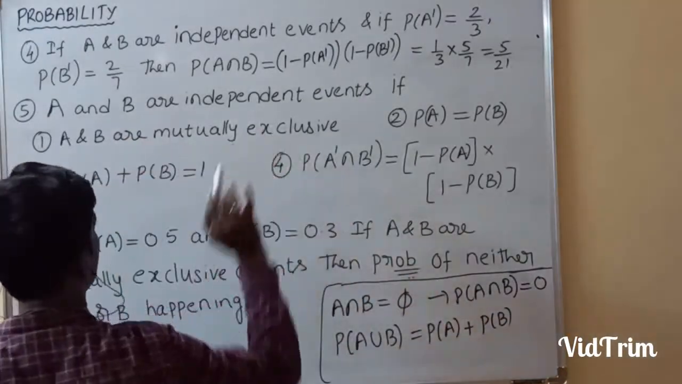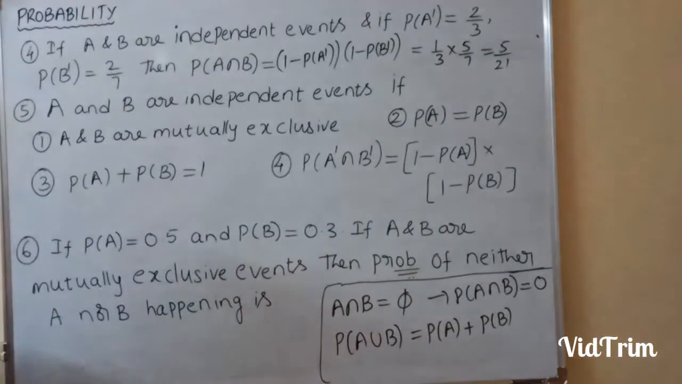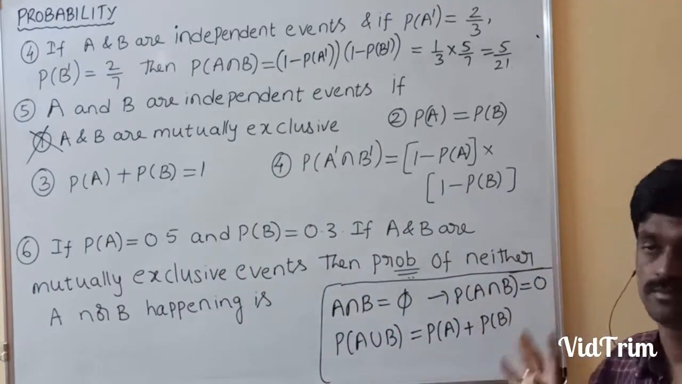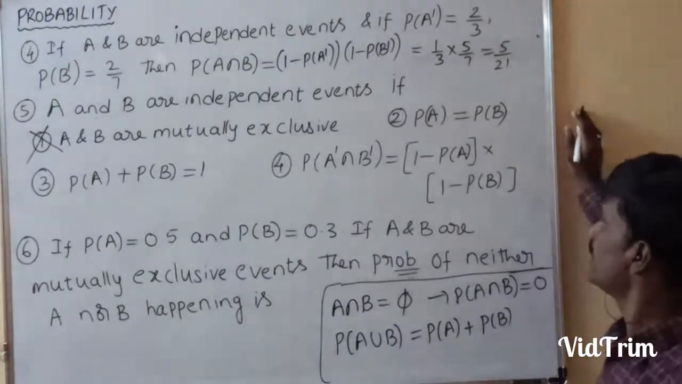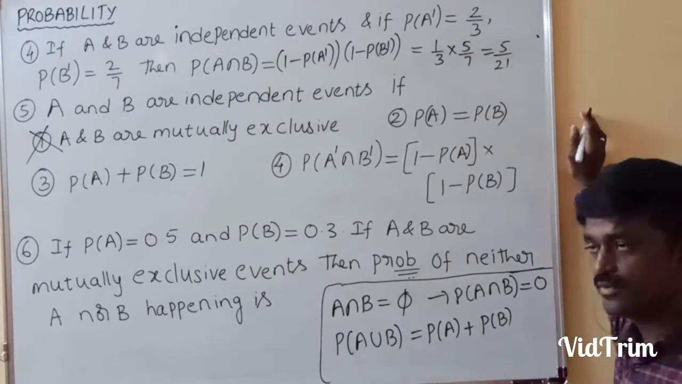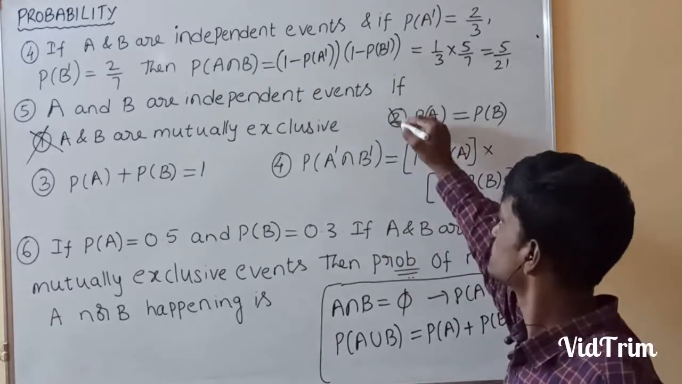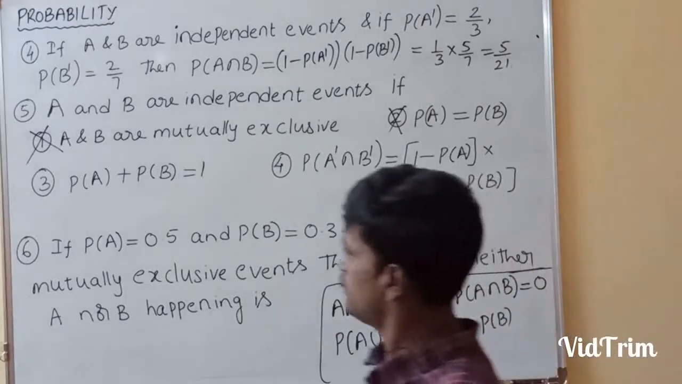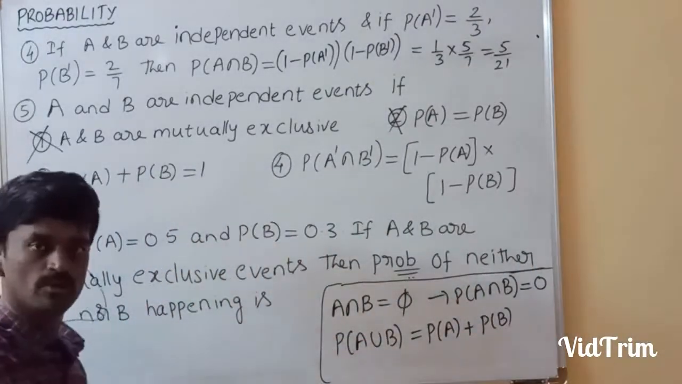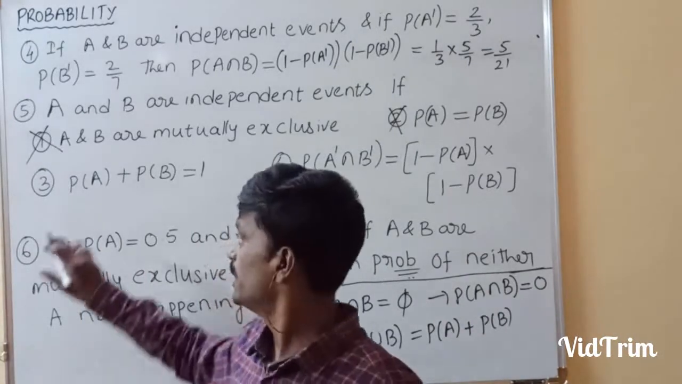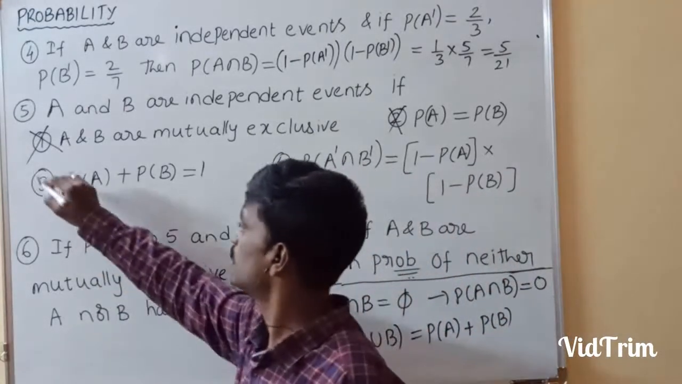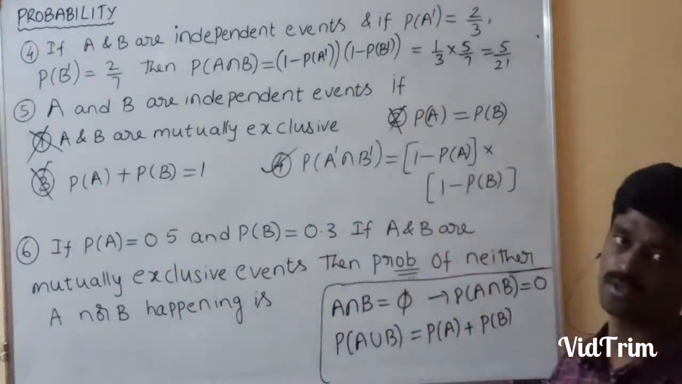If A and B are independent events, so is it correct that A and B are mutually exclusive events? So wrong. It is clearly a conceptual question. Is it possible that if A and B are independent events, compulsorily P of A must be equal to P of B? No. They may be equal, but it is not a must. Is it compulsory that P of A plus P of B must be equal to 1? Their sum may be equal to 1, but it is not a must. So the third option is also wrong. So blindly you can put that the fourth option is correct.